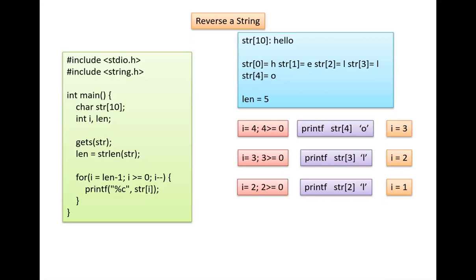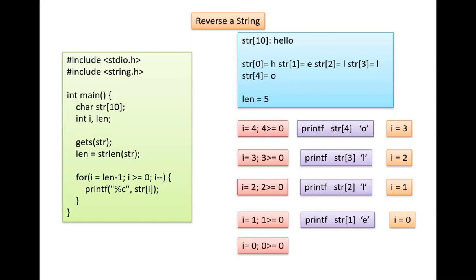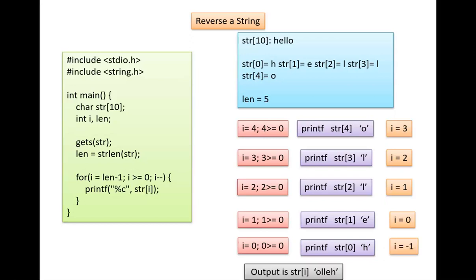i gets decremented by 1. Yes, 1 is still greater than or equal to 0. Printf str of 1, which is e. i is decremented by 1, so i becomes 0. 0 is, yes, greater than or equal to 0. Printf str of 0, which is h. i becomes minus 1 and the loop ends. So it is printed in reverse order.